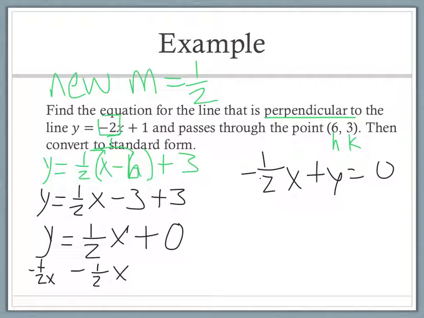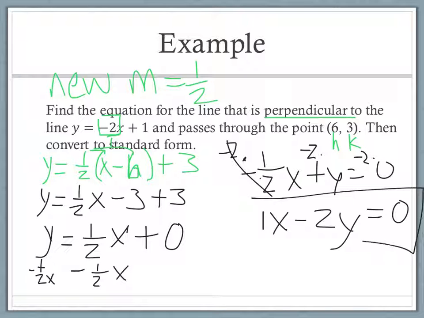Now I'm going to go ahead and multiply everything by negative 2 to get rid of that negative and to get rid of the fraction. So we're left with just 1x, since that cancels each other out, minus 2y equals 0. And that's our final answer in standard form. Because there's no fractions, there's no negatives. We have it as something x plus something y equals a number. All right, go ahead and try your practice problems.